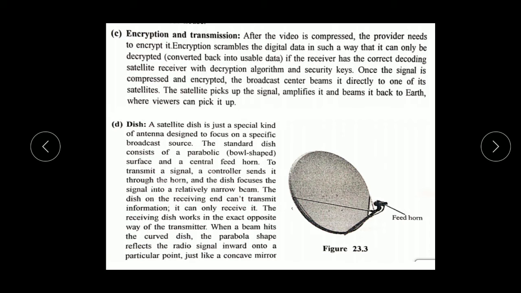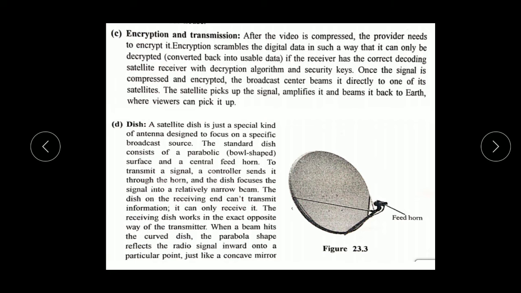In the case of a broadcast channel, the dish can receive and transmit the signal. Basically, at the broadcast channel, the dish receives the signal from the different programming centers and sends it to the geostationary satellite. But at the user receiver, the dish only receives the signal. It can't transmit the signal to the satellite.